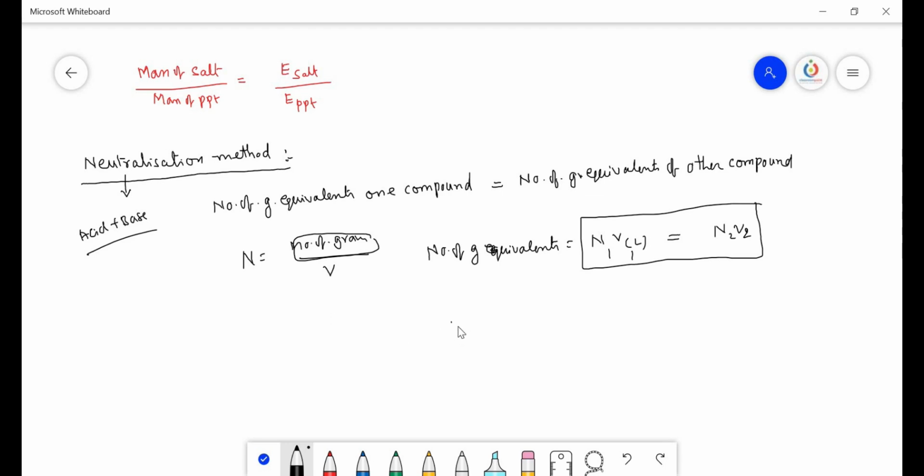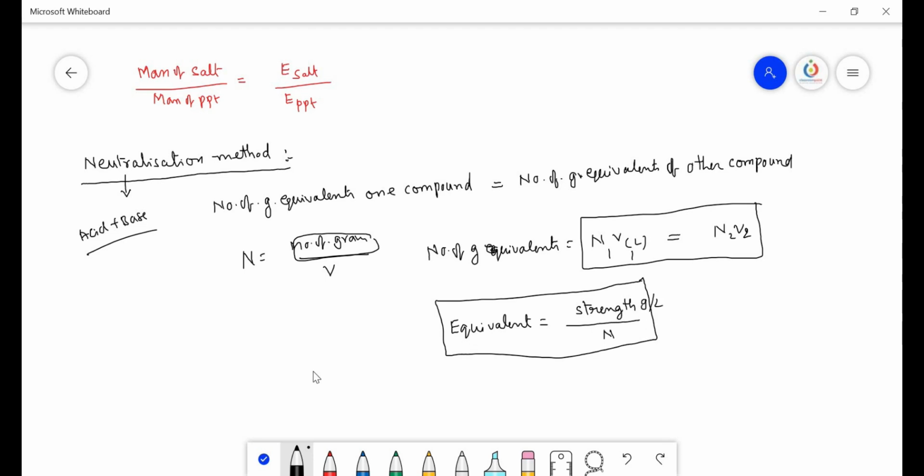And there is one more thing: we can calculate the equivalent mass in the normality method using strength divided by normality. This is another formula which helps in solving the problem. Strength means it is always in grams per liter.